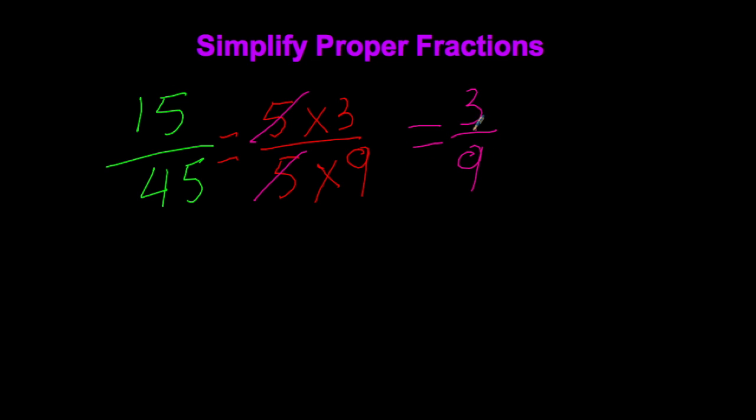But now look at 3 over 9. These two numbers can be broken down further. You can break 9 down to get a 3. What number you have to multiply by 3 to get 9? 3. What number you multiply by 3 to get 3 is 1. So there's a 3 that is common, and this is cancelled. So your answer is 1/3. That's the simplest form.